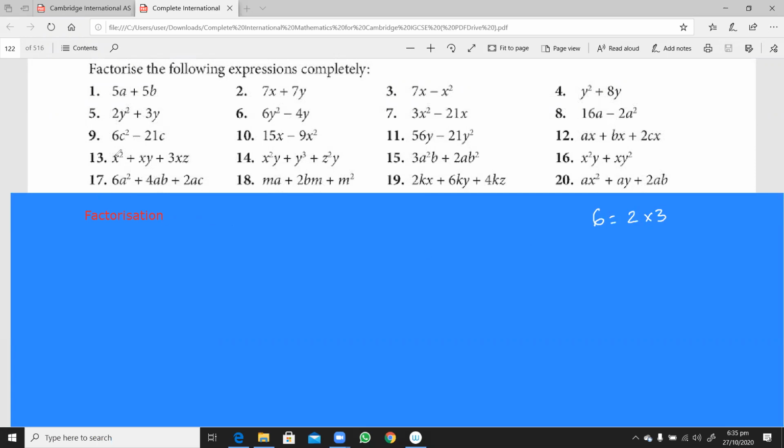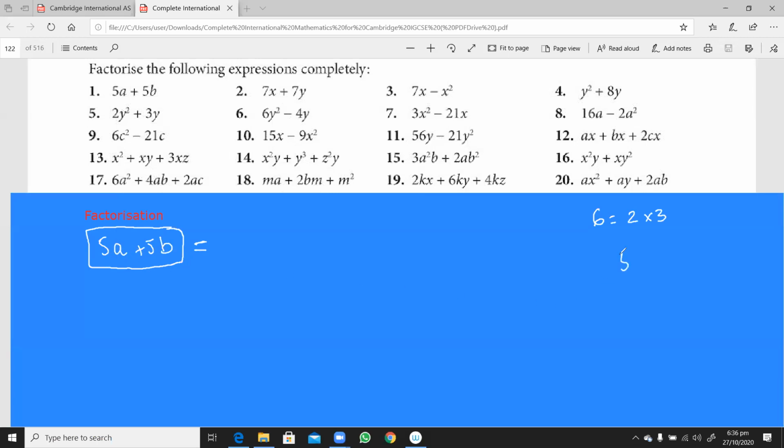Similarly in algebra, if you look at this 5a plus 5b, this is one algebraic expression. If you write this in a way that it is a product of two expressions, then we can say that we have factorized this 5a plus 5b. The very first level of factorization is that we start factorization by taking common. Now this 5a plus 5b, that means both a and b are being multiplied by 5.